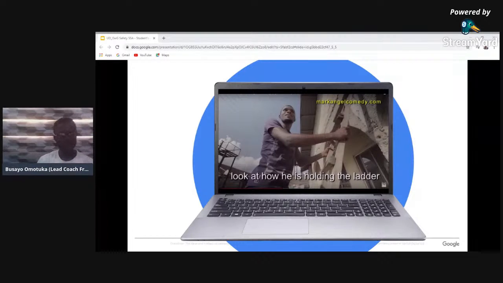Right, so as teachers, when we are training them, we need to let them know that if at all they're going to share, they need to share with care. They need to be careful of what they share on the internet.